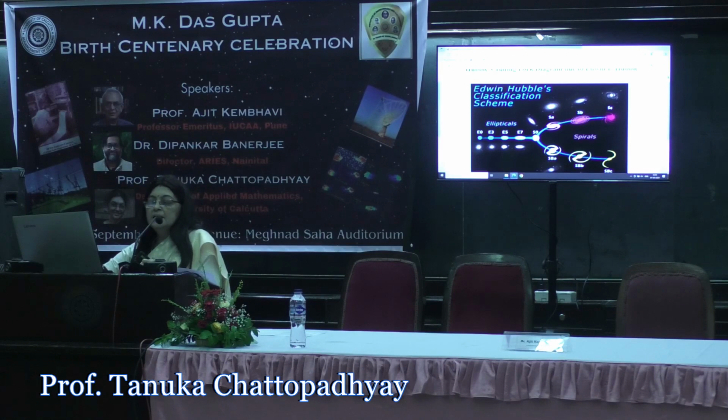But you see that this diagram is not a scientific classification. It is only the morphological classification. And we know nowadays the ellipticals are older than the spiral galaxies. So this classification is not very scientific.